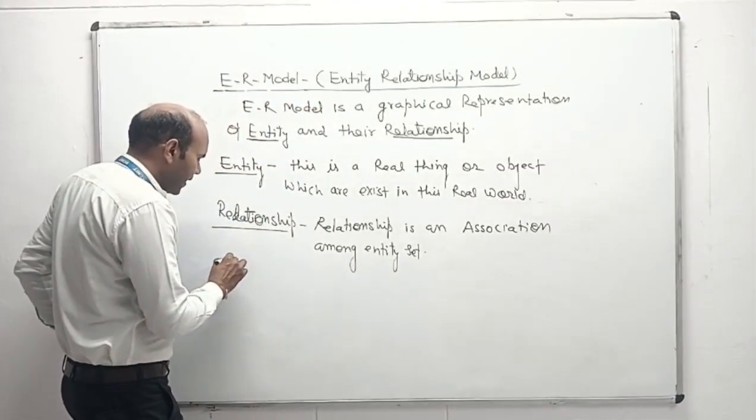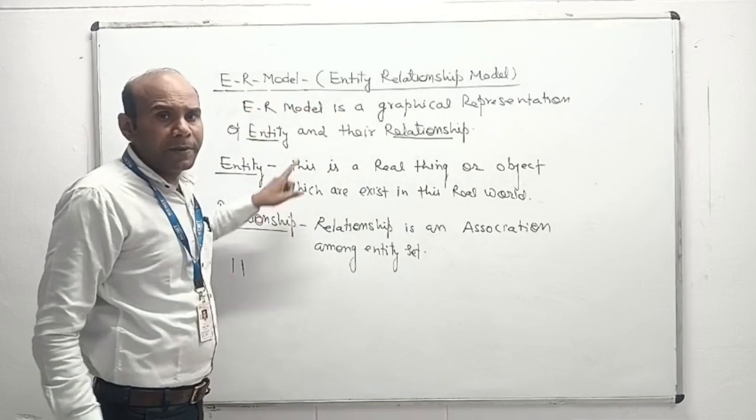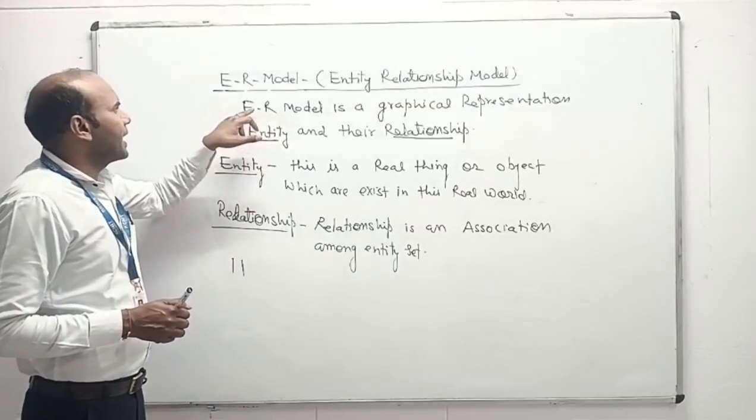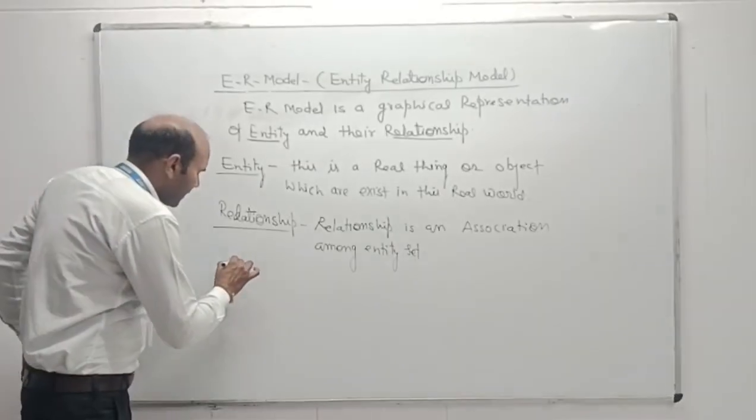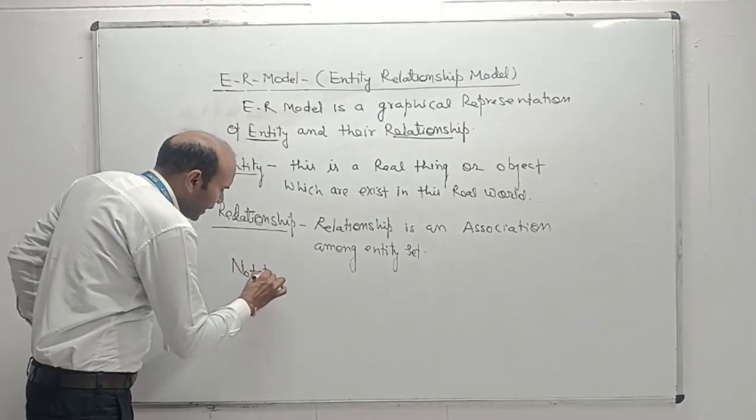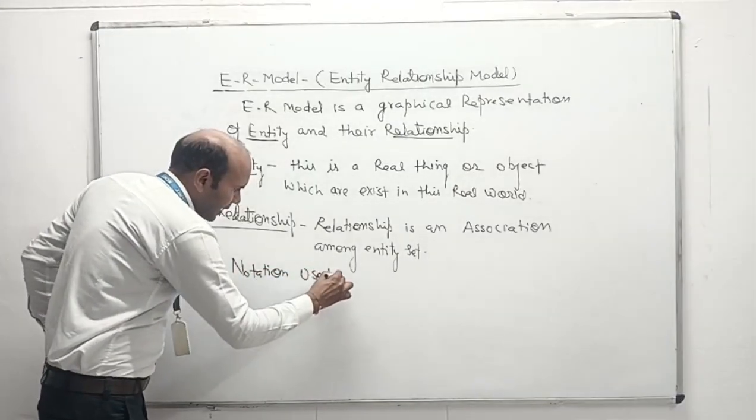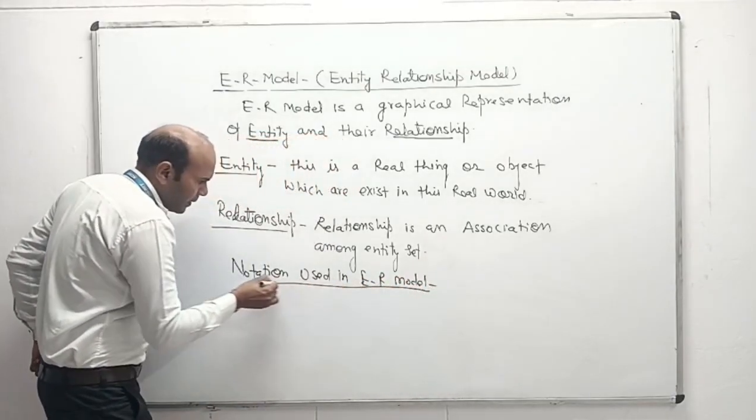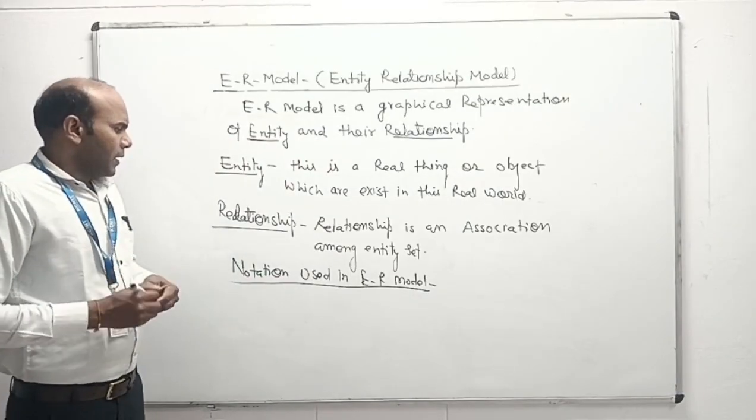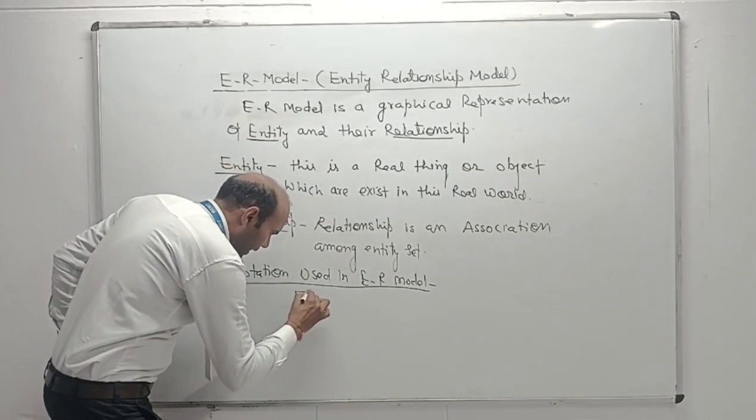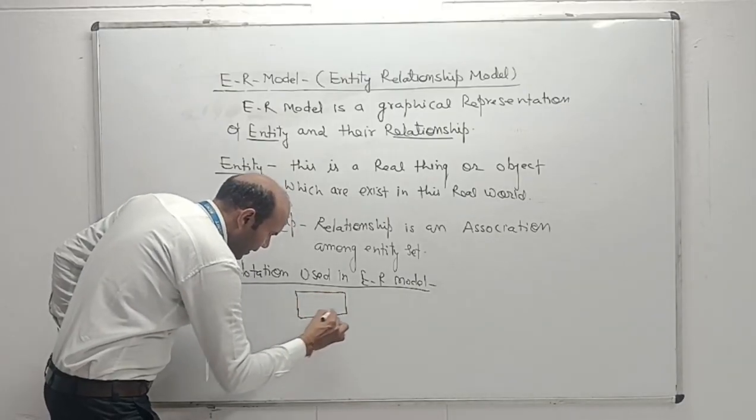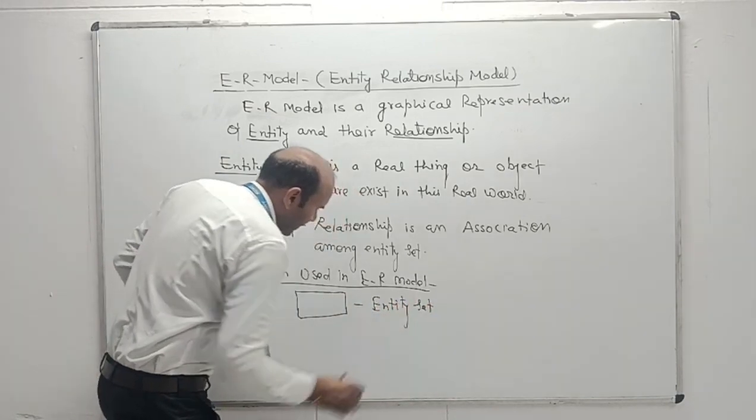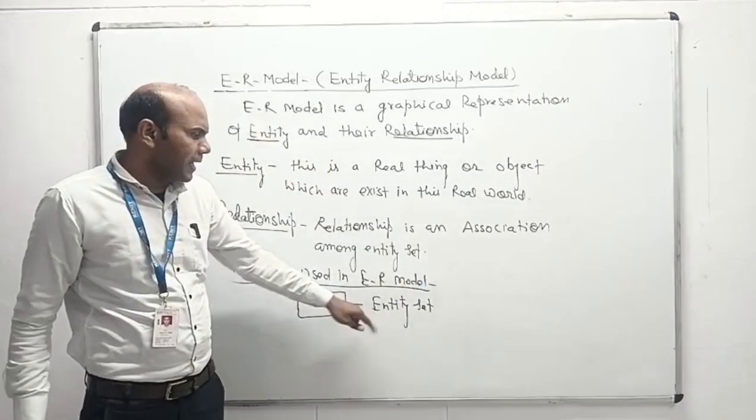Basically, the notation of the ER diagram is the graphical representation of entity and their relationship. So how do we represent the ER model of our particular thing? There are some notations used in the ER model. This rectangle is used to represent the entity set.